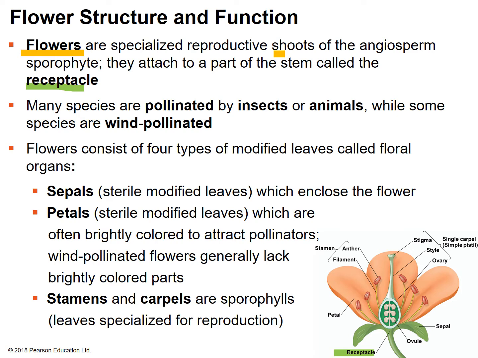Flowers consist of four types of modified leaves called floral organs. Sepals, sterile modified leaves, which enclose the flower. Petals, sterile modified leaves, which are often brightly colored to attract pollinators. Wind-pollinated flowers generally lack brightly colored parts. Stamens and carpels are sporophylls, leaves specialized for reproduction.